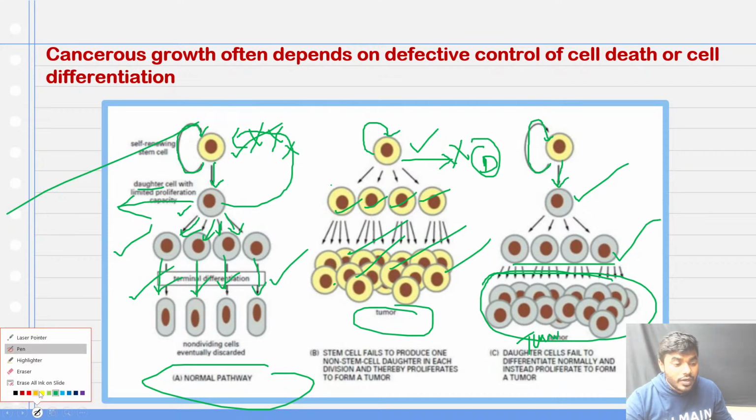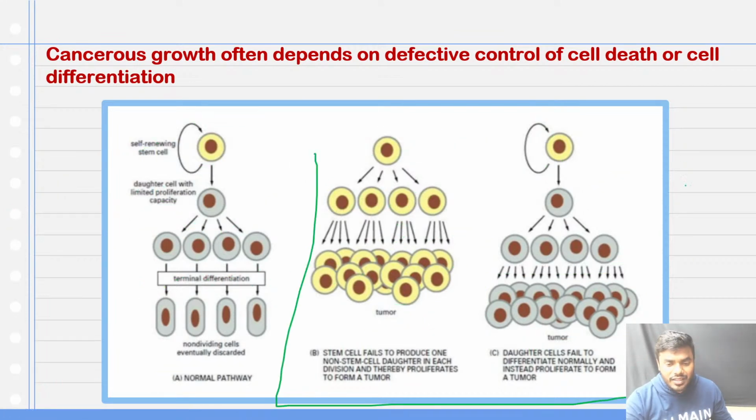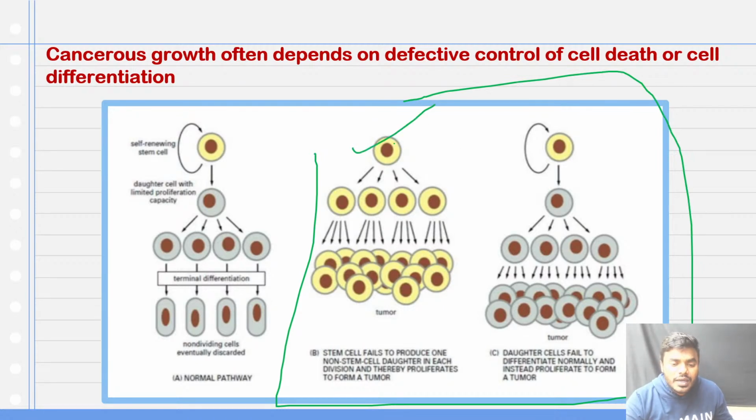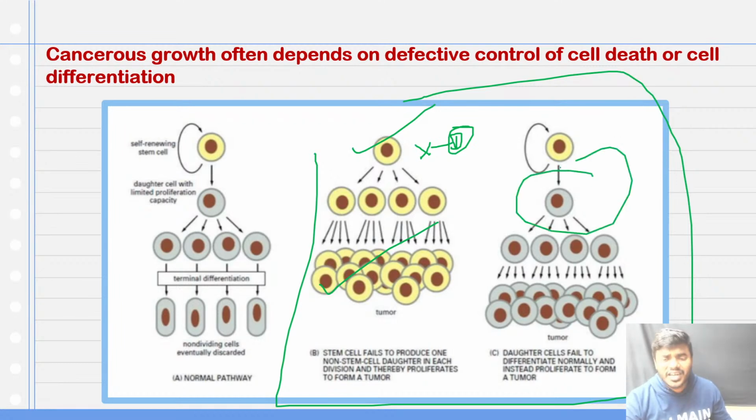So what I would like to conclude in this second and third. In the second, I would like to conclude that the stem cell failed to produce the daughter cell, and the stem cell only divides uncontrollably, giving rise to a tumor. In the third condition, the stem cell gave rise to the daughter cell, but the daughter cell failed to undergo the normal division and normal differentiation. It is not undergoing differentiation, it is undergoing uncontrollable division, which leads to the tumor.